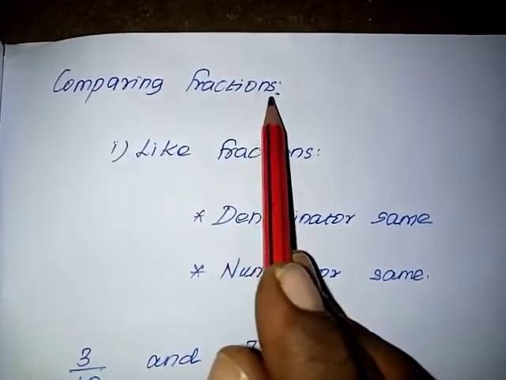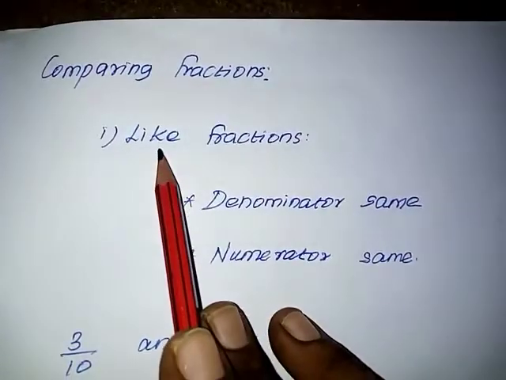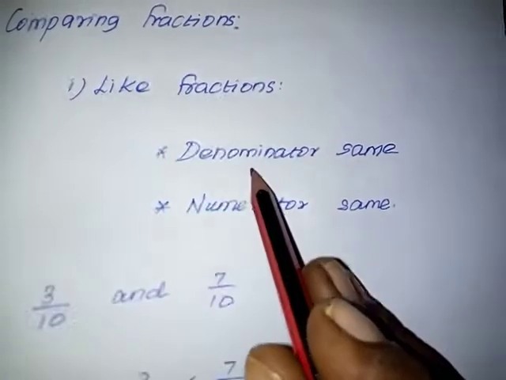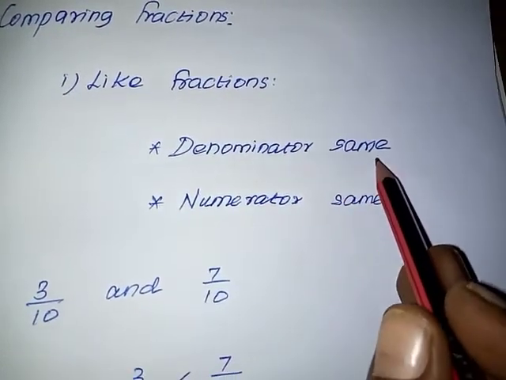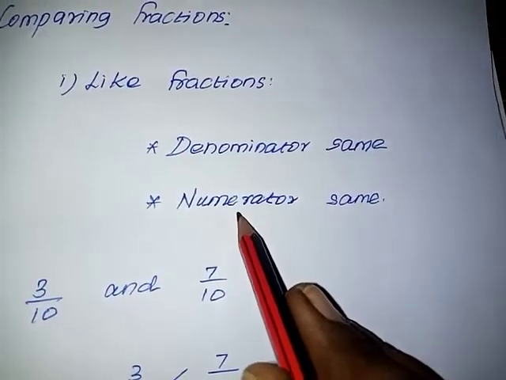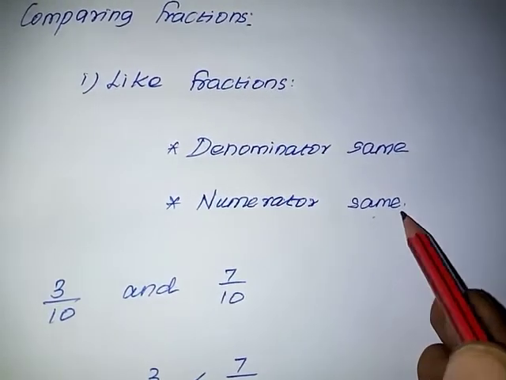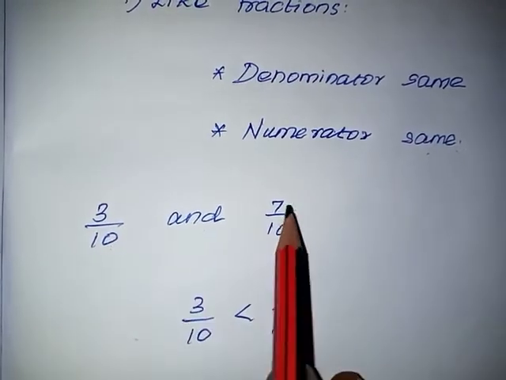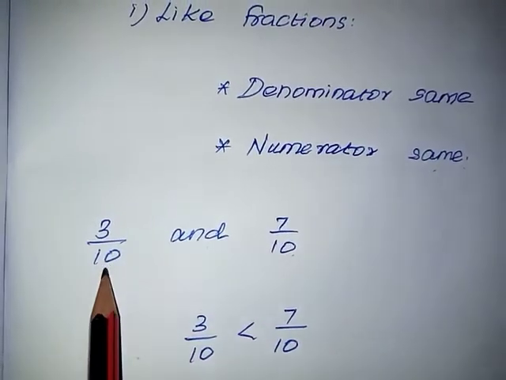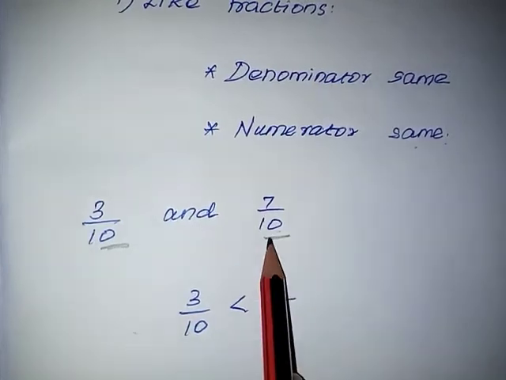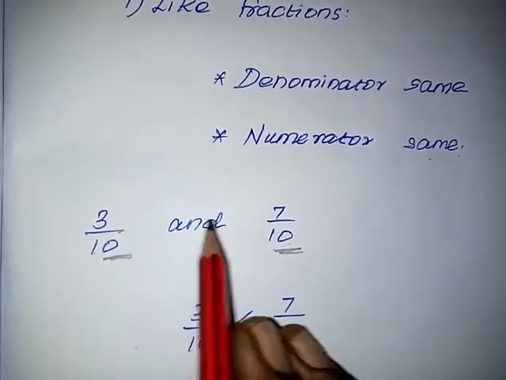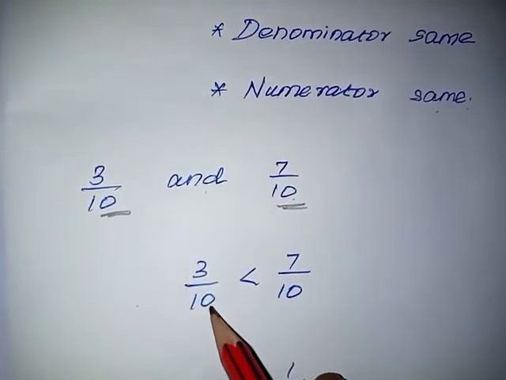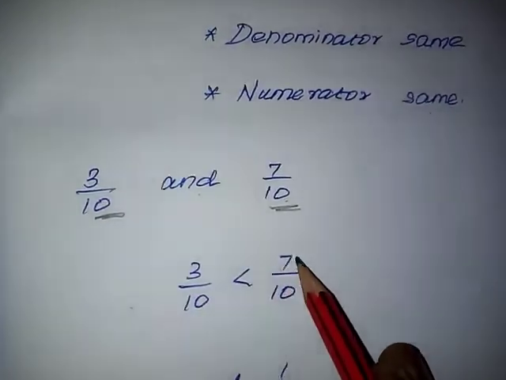Now comparing fractions. The first one, like fractions. Like fractions have two types: the denominators are the same, and the second, the numerators are the same. Consider this set of fractions, 3 by 10 and 7 by 10. Here both denominators are the same. So comparing the numerators, 3 is smaller than 7. So 3 by 10 is smaller than 7 by 10.